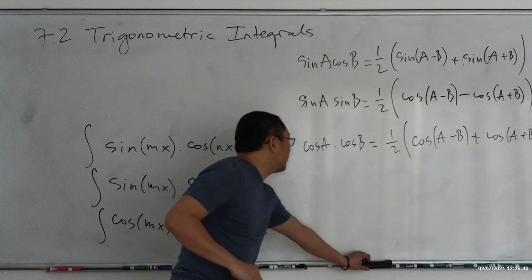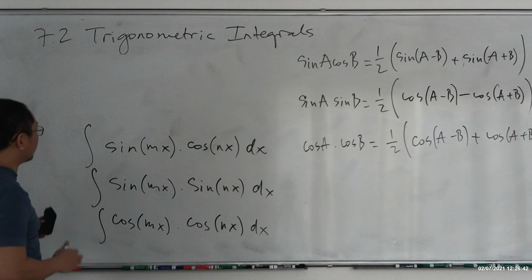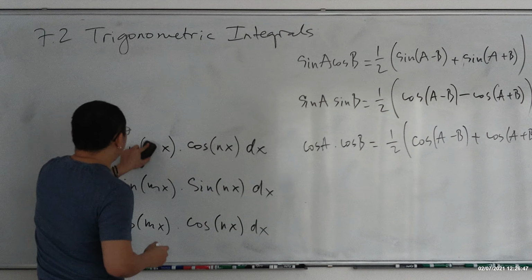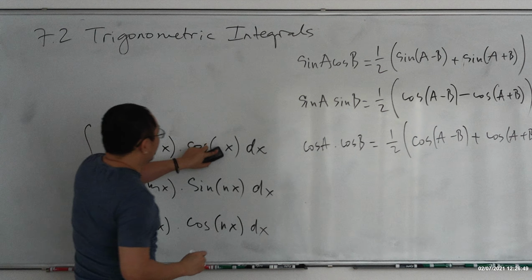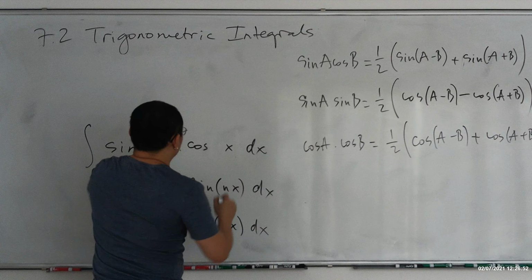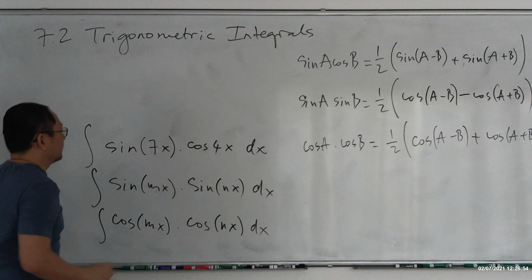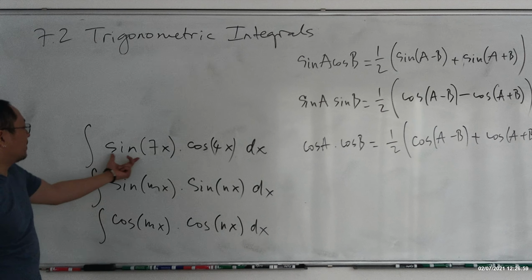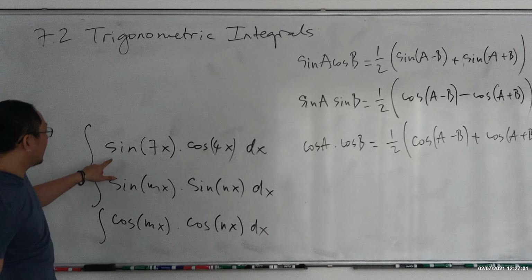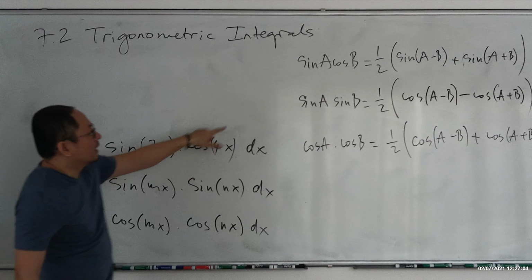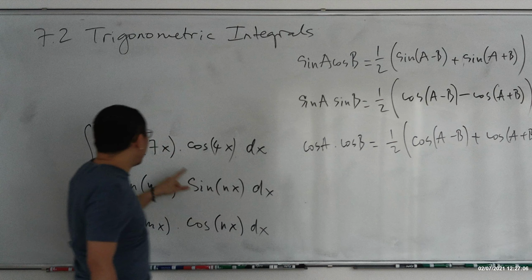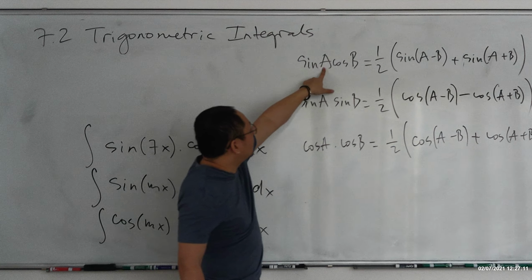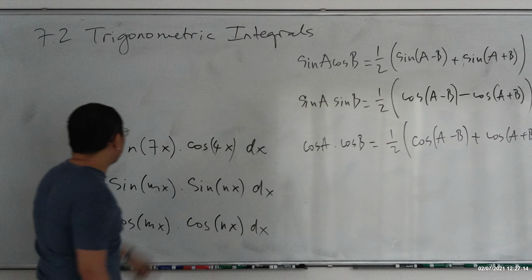Alright, so let me give you an example on this type of problem. Let me use the first one right here. How about sine of 7x times cosine of 4x? Let's just make it up; it doesn't matter as long as it's a multiple of the angle x. I see sine times cosine, so I'm going to use the first formula, where A is 7x and B is 4x. Then I can apply the formula.